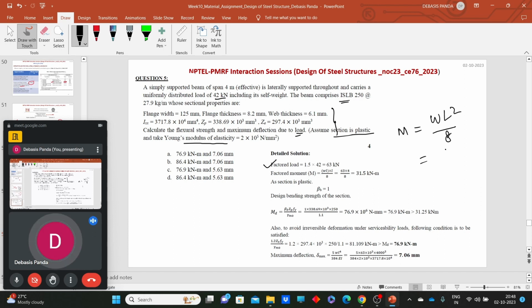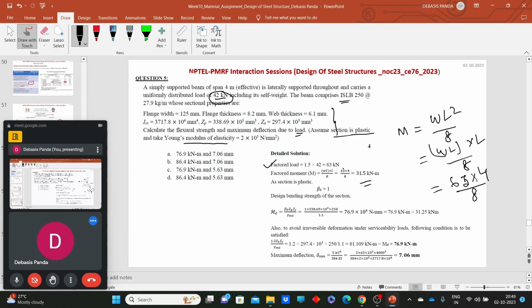So the total load W into L is given. WL by 8 is the maximum moment. If you put all these values, 63 kilonewton per meter is the total factored load multiplied by 4 meter, the length of the beam, divided by 8. That comes as 31.5 kilonewton meter.